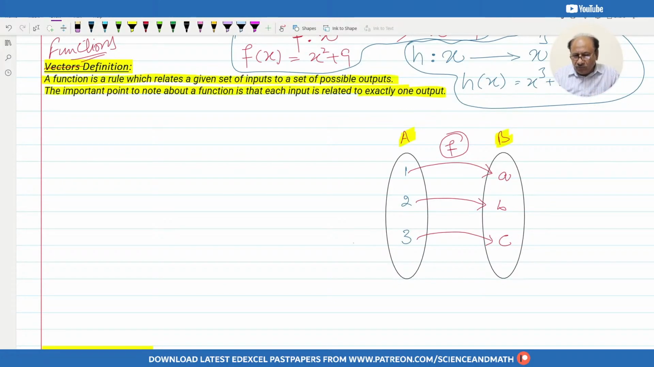For input 1, output will be A. For input 2, output will be B. For input 3, output will be C. So this is basically one function. In your IGCSE, GCSE syllabus, further detail is not there, so I'm not going into the types of functions. I'm just overviewing the functions, and hopefully you understood these functions.